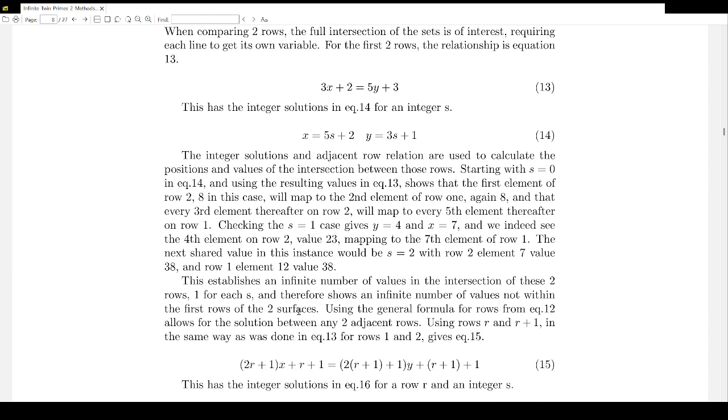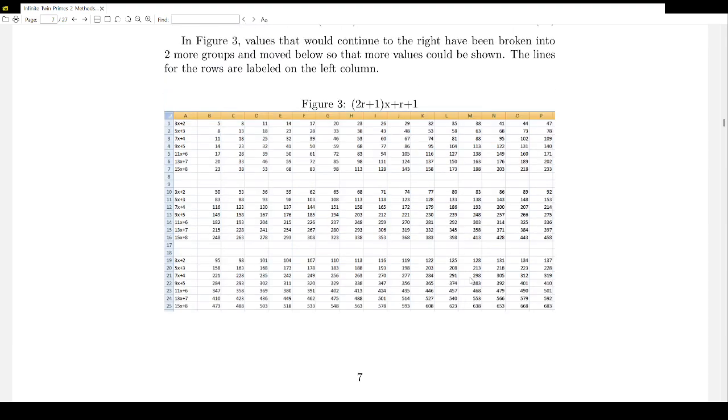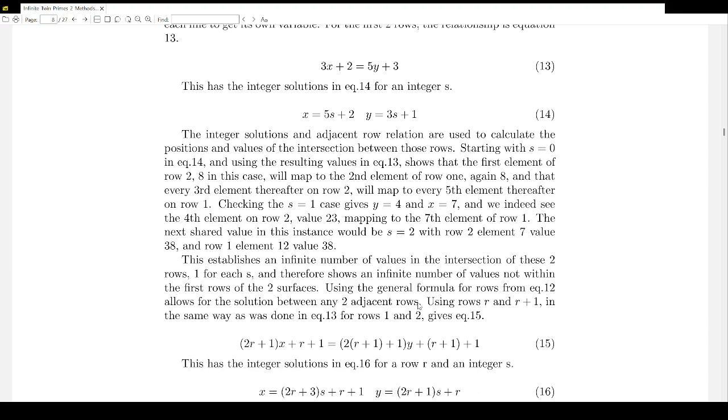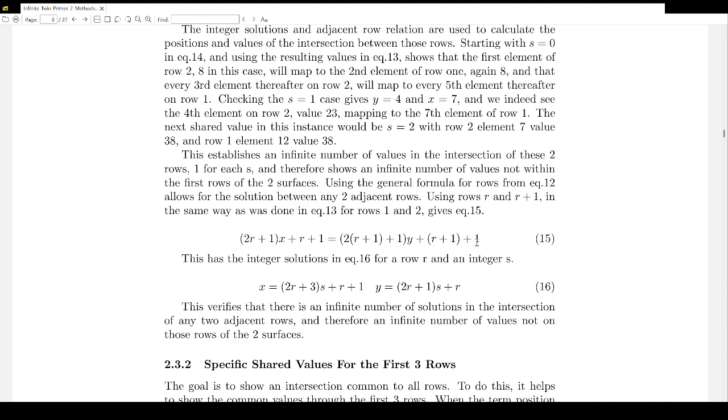So this establishes the infinite number of values in the intersection of these two rows, one for each s, and therefore shows an infinite number of values not on the first two rows of the surfaces. Using the general formula for the rows from equation 12, this is our generalized equation 12 here, allows for the solution between any two adjacent rows, using rows r and r plus 1 in the same way that we did in equation 13 for rows 1 and 2. So this gives equation 15.